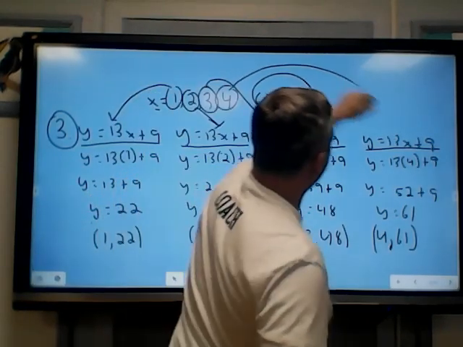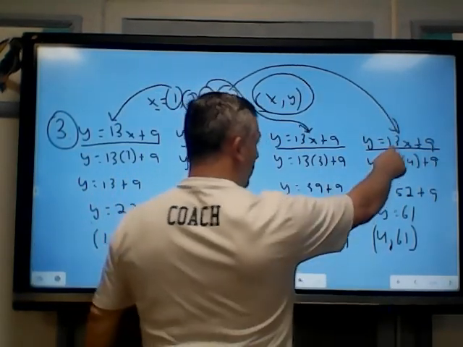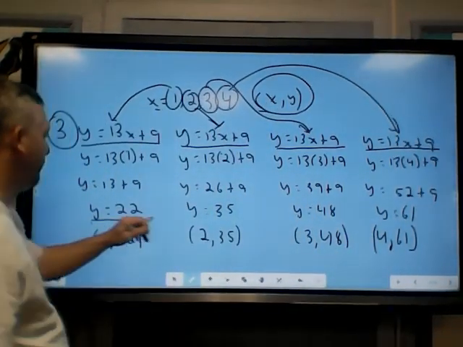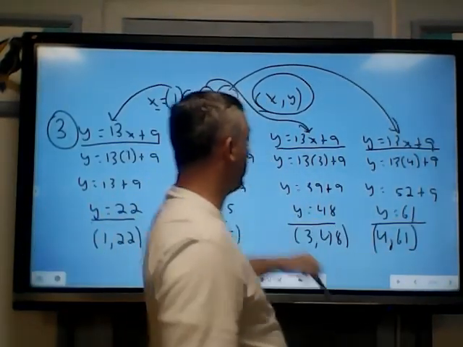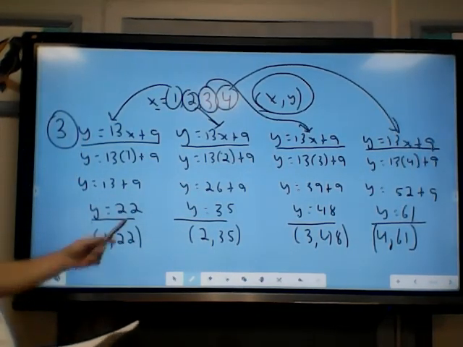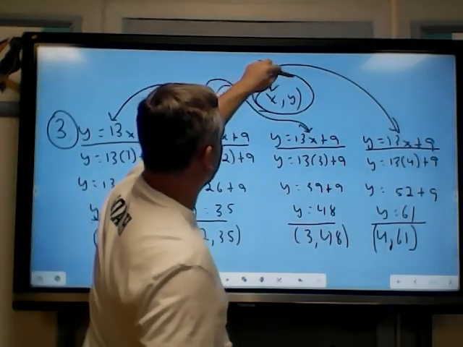Then I took the 4 and I plugged into the last one. 13 times 4 is 52 plus 9 is 61. So I got 4 different y answers because there's 4 different x's. Then I wrote them as ordered pairs. The x comes first. That's why I wrote this here. X is first, y is second.